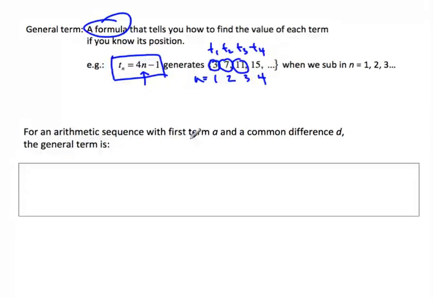Now, for an arithmetic sequence with first term a and common difference d, we can work out the general term using an approach that we just did in the last problem. To get any term, we're going to have to start with the first term, which is a, and then we're going to have to add differences in the spaces. We're going to have to add a certain number of differences. In the last example, the value of the difference was 6, and we saw that to get to the 21st term, we had to add 20 6s. So to get to the nth term, we're going to have to add n minus 1 differences.